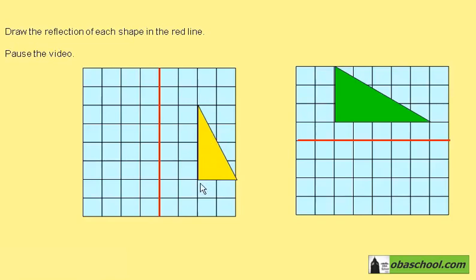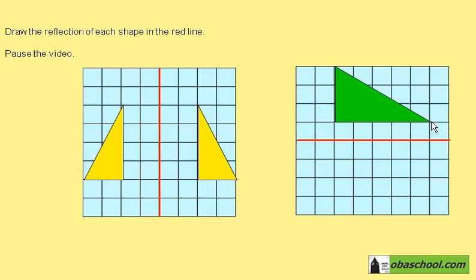Let's look at this triangle. This corner is going to go 2, so another 2, so it will be here. This corner, 2, so it's another 2 squares here. And this one is going 4 squares, so another 4. So the shape is going to look like this, and it's going to be symmetrical.